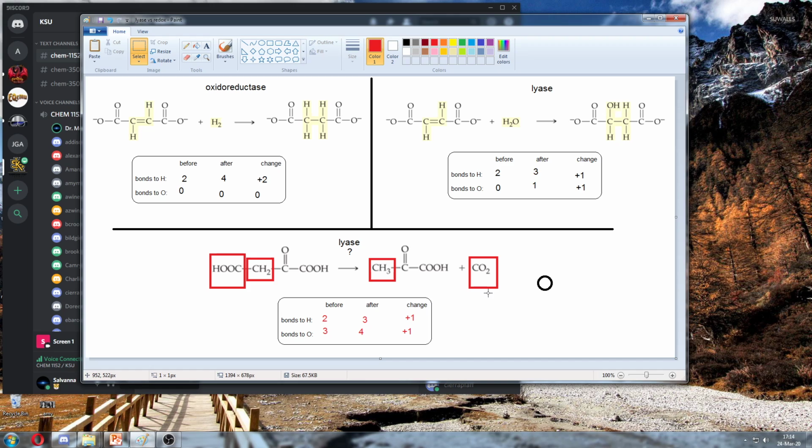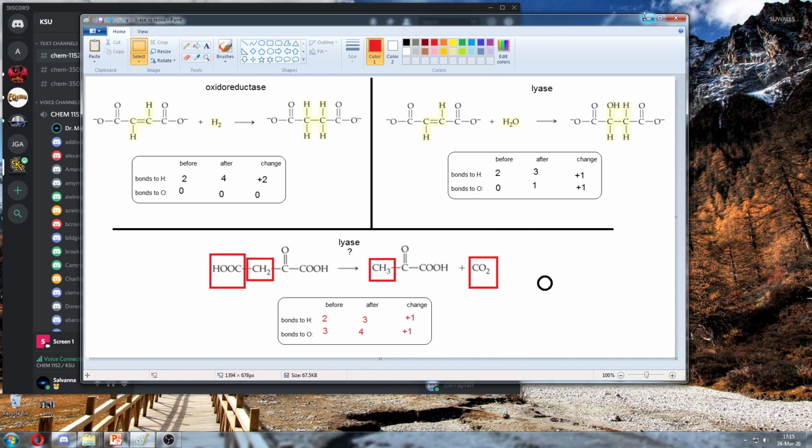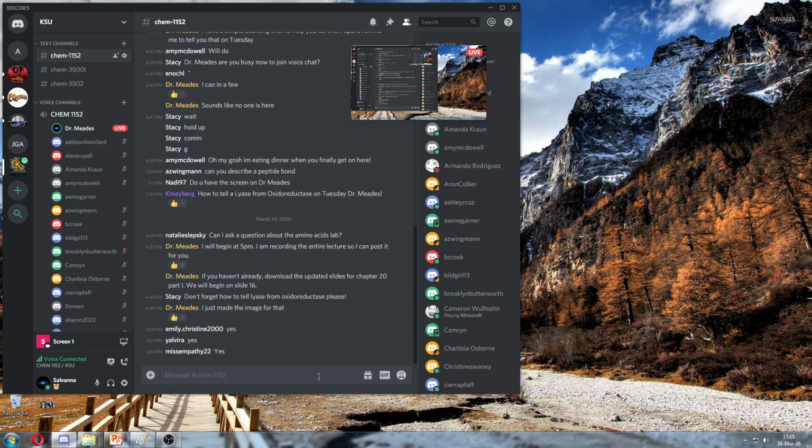Any questions on this before we move on to the rest of the enzyme lecture? You guys can type your question or you can say it, either way. Okay, so I'm going to close this. I'll save that picture for later and put it up on D2L for you so you can see an example.